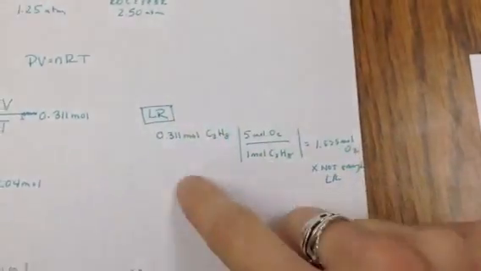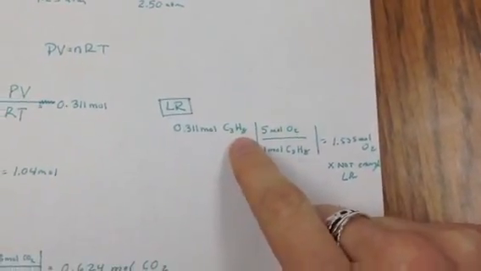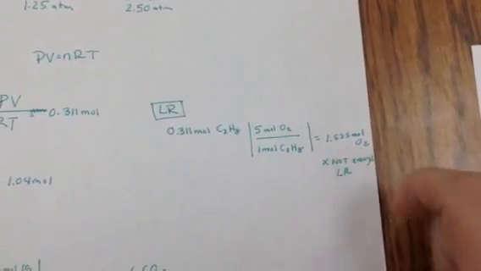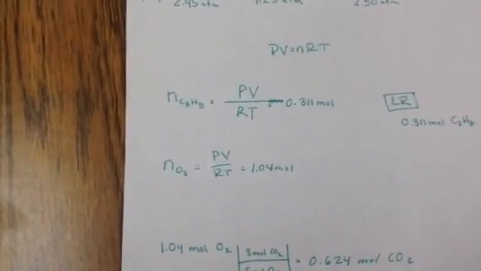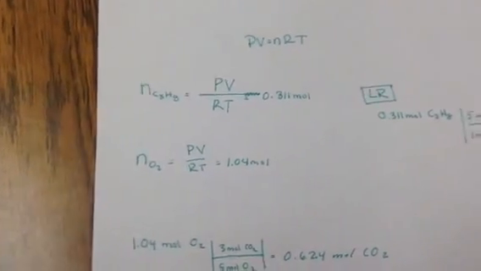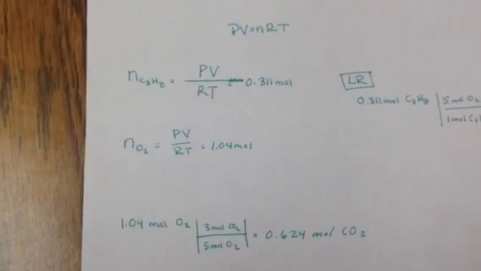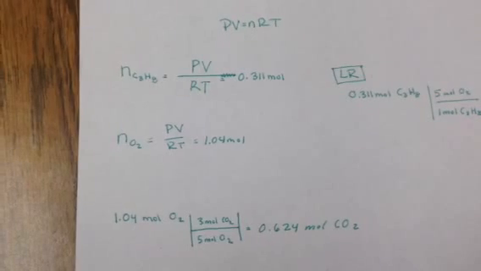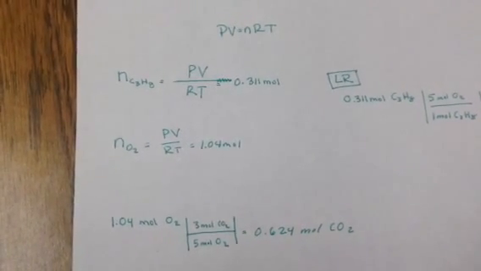So, I take that 3.11 moles of propane, use my mole ratio with oxygen, and I get 1.555 moles of oxygen. I only had 1.04 moles. Not enough. So oxygen is my limiting reagent. Which means I use that limiting reagent to calculate how many moles of carbon dioxide is produced.